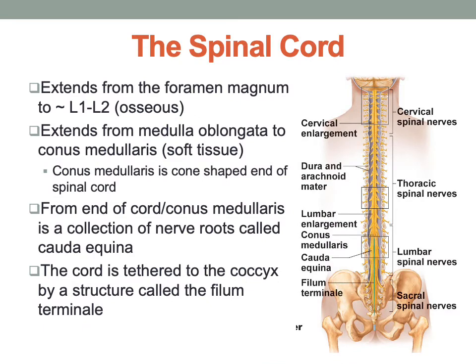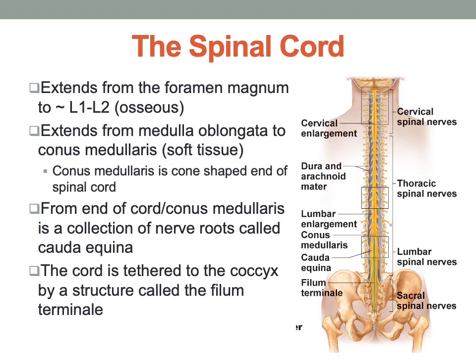The spinal cord extends from the foramen magnum to approximately L1, L2 when you're using a bony reference to describe its length. If you want to use a soft tissue reference, we would say that the spinal cord extends from the medulla oblongata to the conus medullaris. The conus medullaris is the cone-shaped end of the spinal cord. From the end of the spinal cord, or conus medullaris, is a collection of nerve roots called the cauda equina.